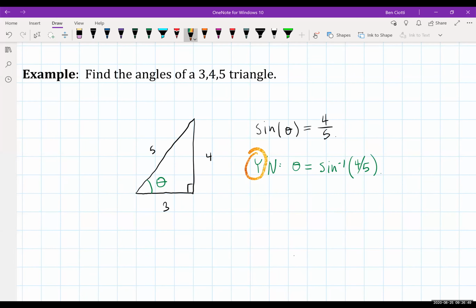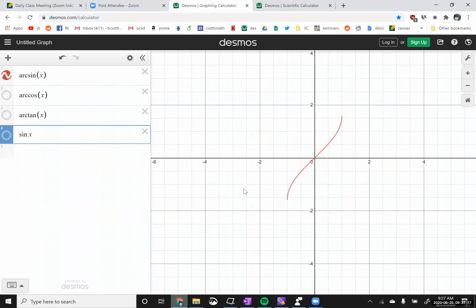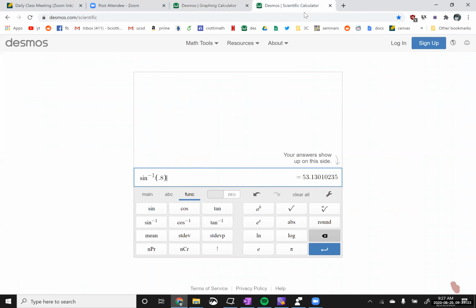Now, we can't do this by hand, but we can get it from a calculator. So how about I punch it in on a calculator? Earlier in the lecture today, I was doing something on Desmos, and I forgot I wasn't sharing that part of my screen. So let me share my whole screen so you can see that. Okay, so let's go to the scientific calculator function of Desmos.